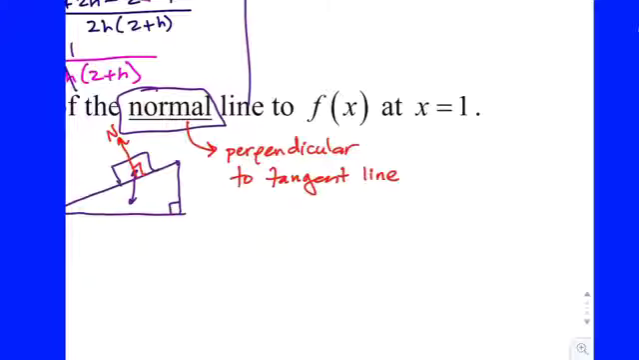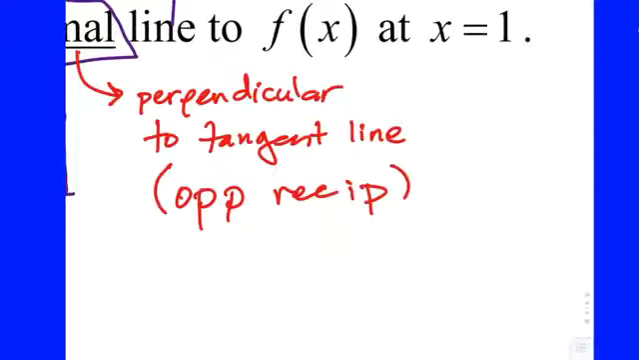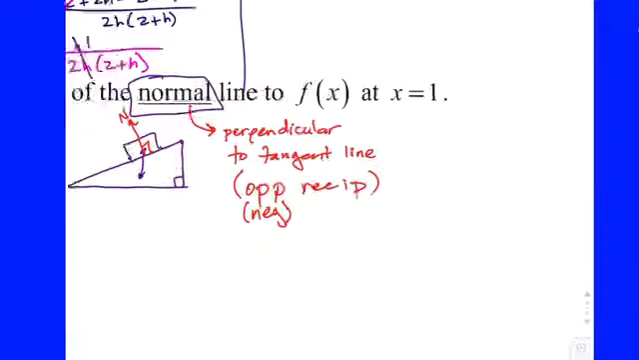So now I know how to find the tangent line slope. That's the derivative. Once I have the tangent line slope, how do I find the perpendicular slope? How are perpendicular slopes related? Opposite or negative reciprocal, whatever you want to call it. Same thing. Yeah, change the sign and flip it.